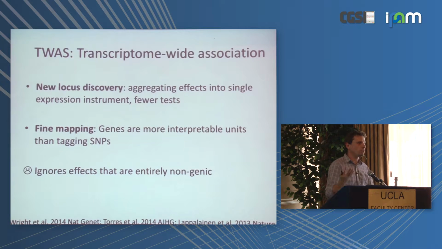Now, obviously, several other groups thought about related things too. And we thought about this from two perspectives. One is that you might actually find new regions in the genome, but more importantly, you might be able to do a better job of fine mapping, or zooming in at a given locus on the right gene of interest.